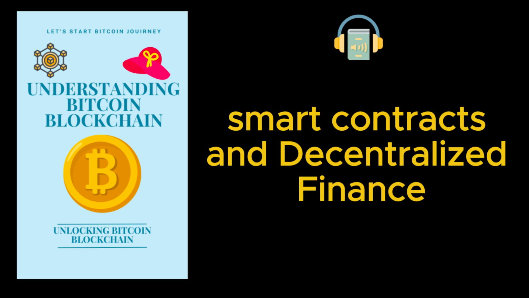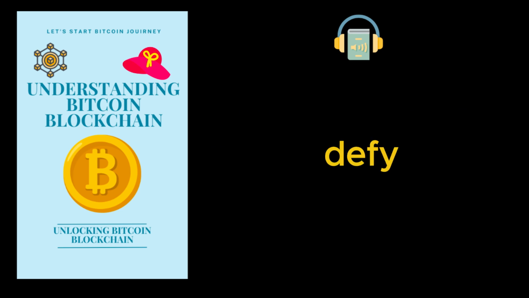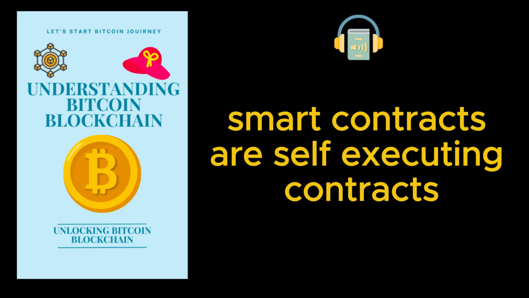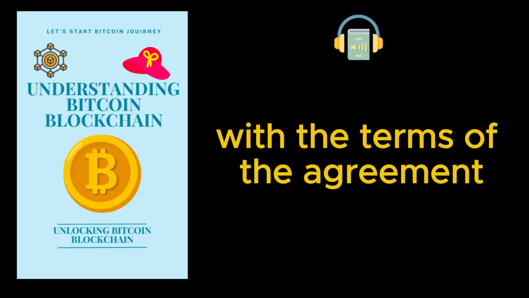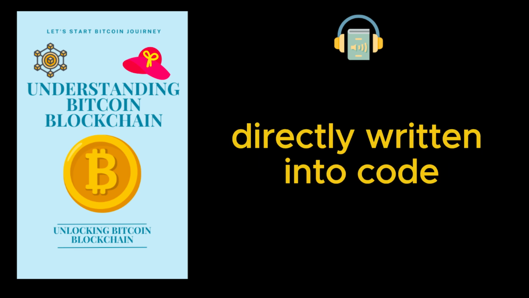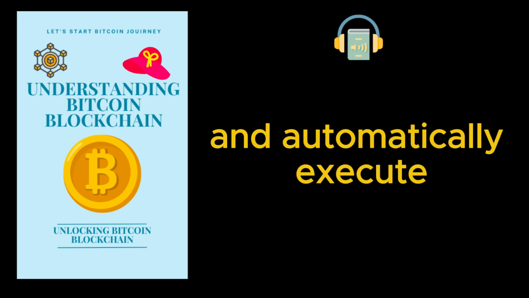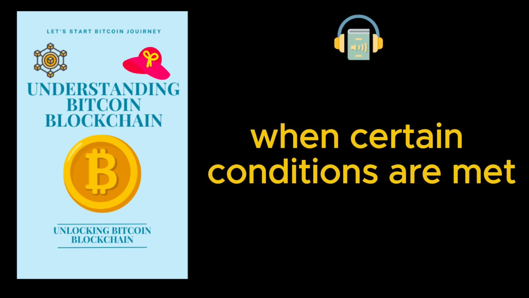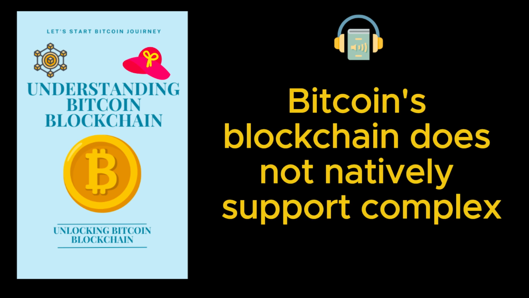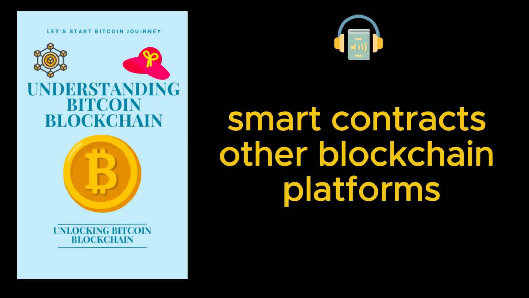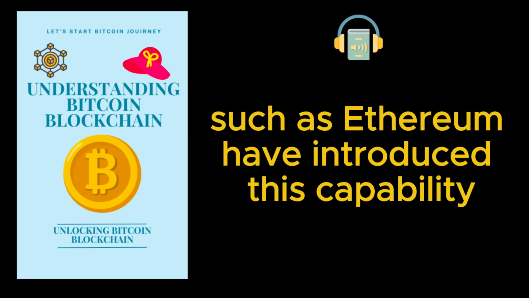Smart contracts and decentralized finance, DeFi. Smart contracts are self-executing contracts with the terms of the agreement directly written into code. They are deployed on blockchain platforms and automatically execute when certain conditions are met. While Bitcoin's blockchain does not natively support complex smart contracts, other blockchain platforms such as Ethereum have introduced this capability.